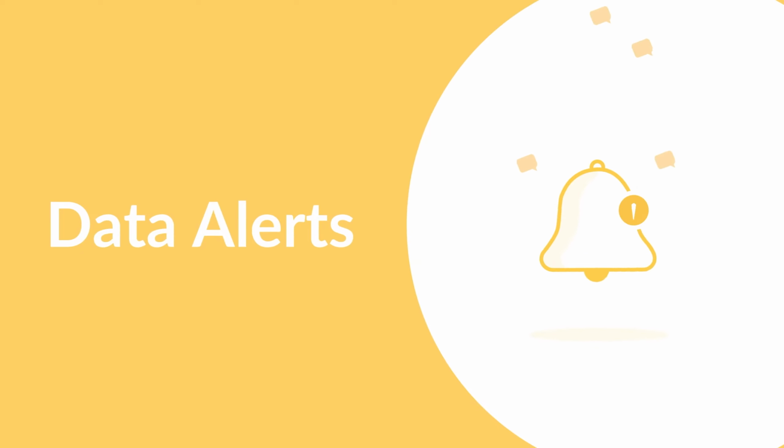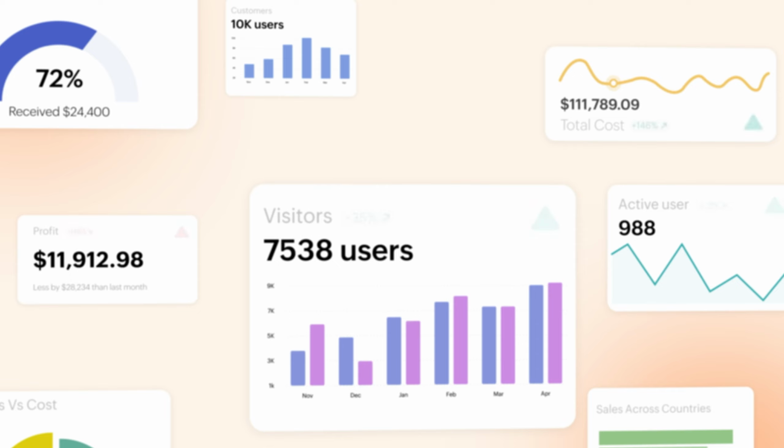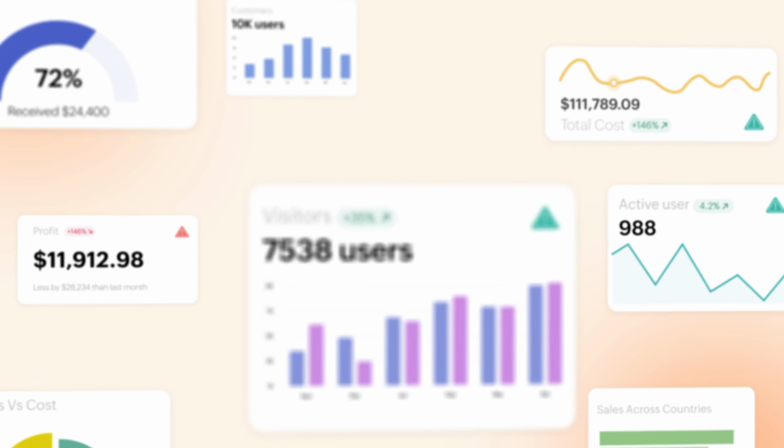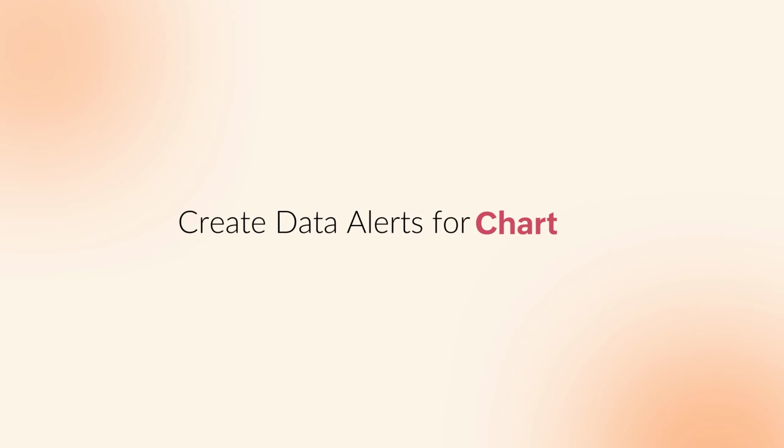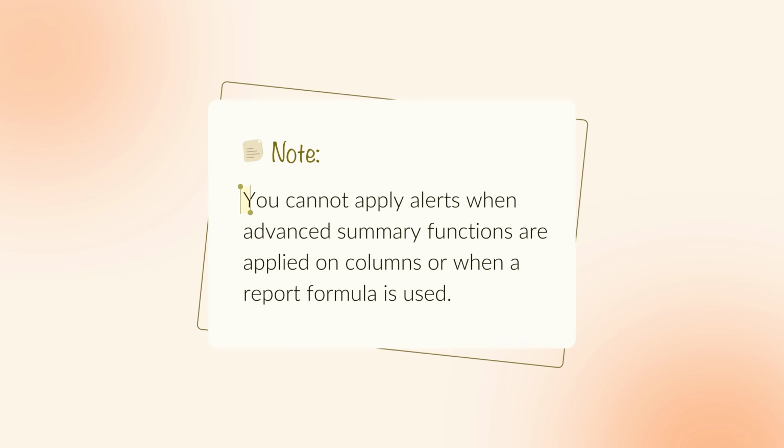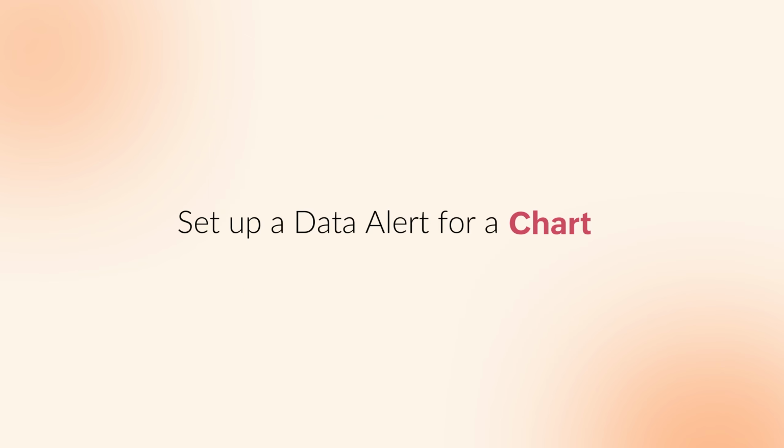They alert you about important business changes that you set up as conditions and enable you to take appropriate timely action to seize opportunities. You can create data alerts for charts, pivot views, and summary views. Please note that you cannot apply alerts when advanced summary functions are applied on columns or when a report formula is used. Let's see how to set up data alerts for a chart.